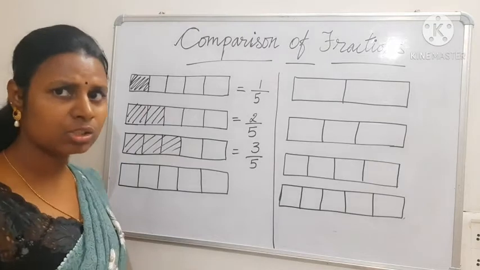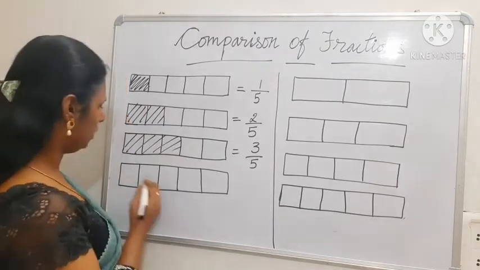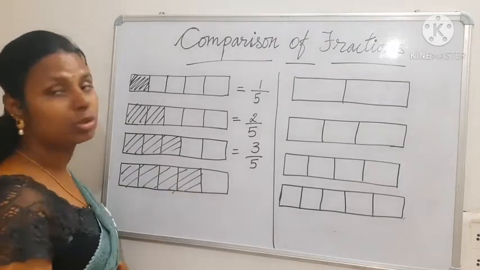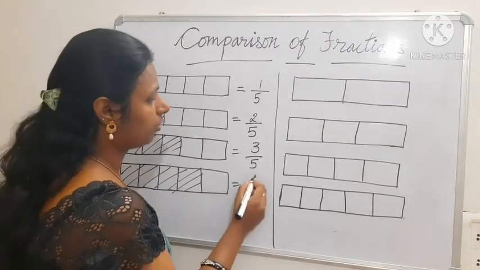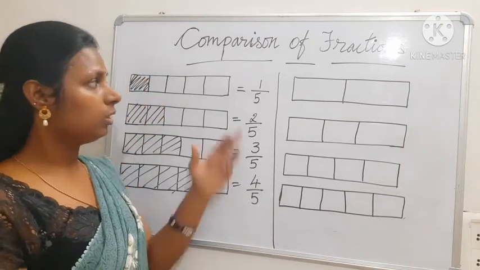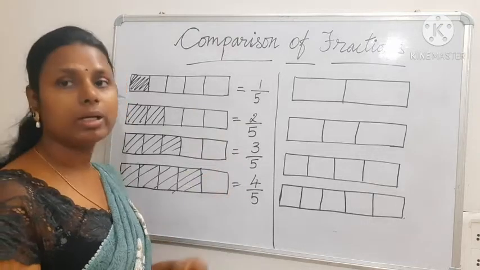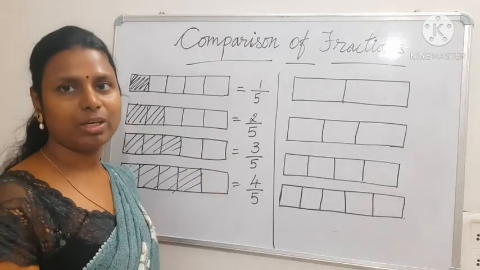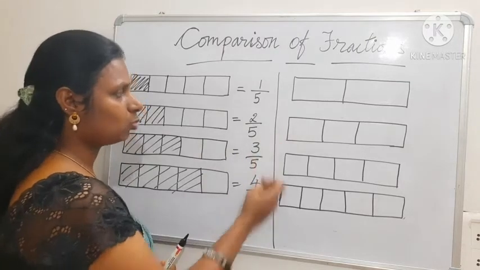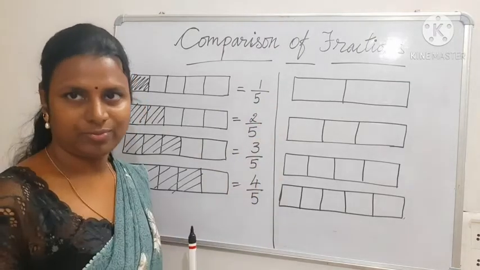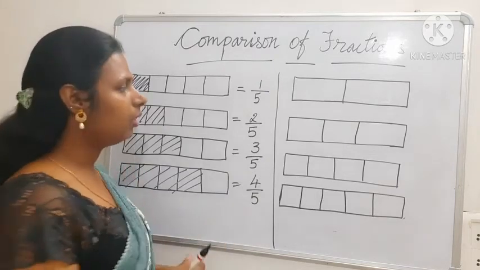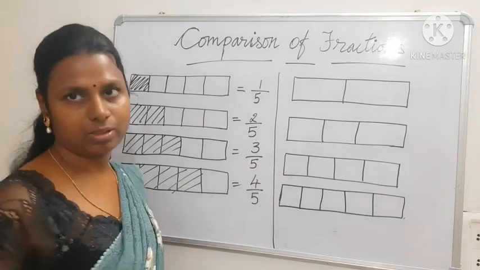As you know how to write the fraction, now I am going to shade 4 boxes. So the fraction is 4 by 5. Now we are going to compare these fractions. See, in all the fractions we have denominator 5. All the fractions have the same denominator. Only the numerator is different.